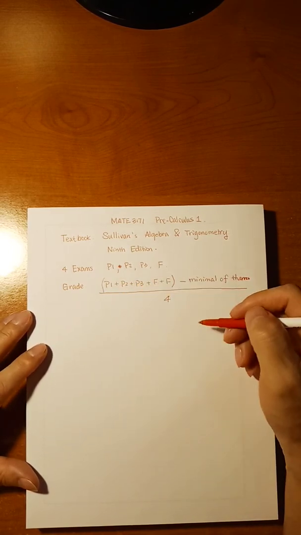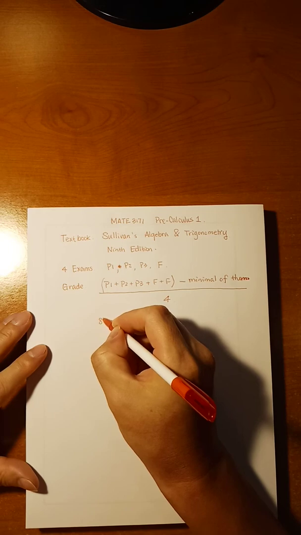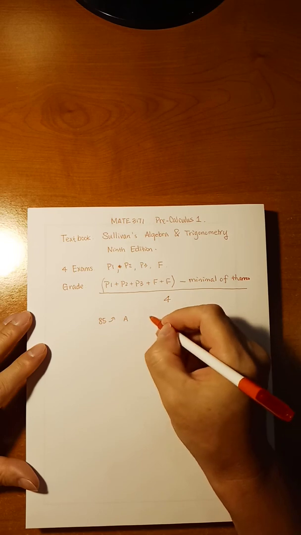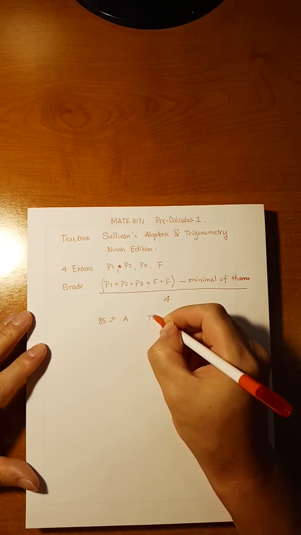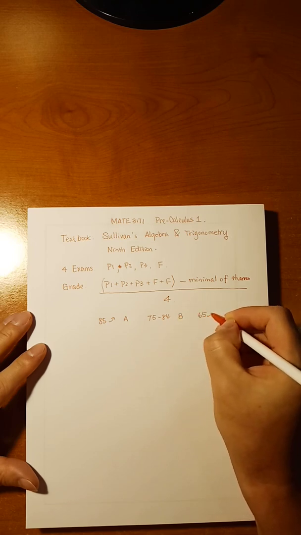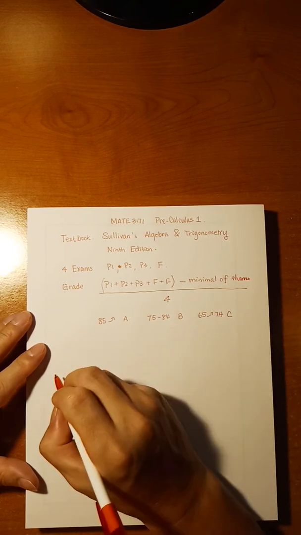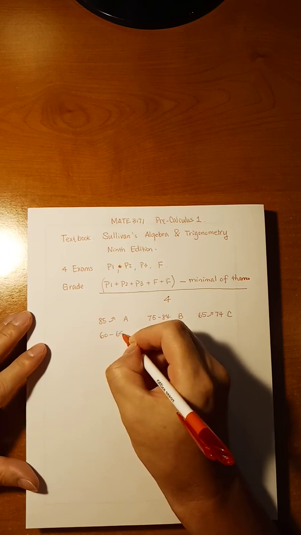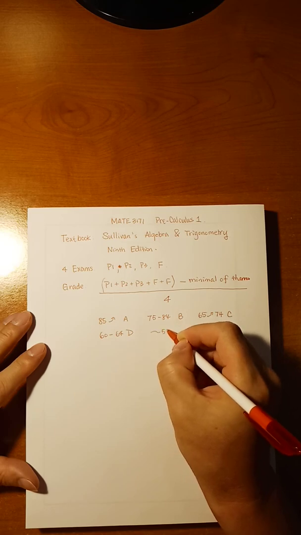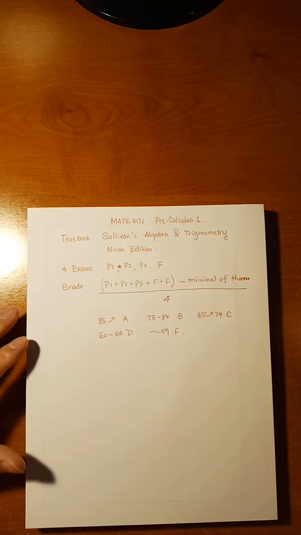It's like 400 over 4, so it's still 100. And we have the following scale. If you have 85 and above, you will get an A. If you have 75 to 84, you will have a B. If you have 65 to 74, you have a C. If you have 60 to 64, you have a D. If it's up to 59, lower than 60, it's F.